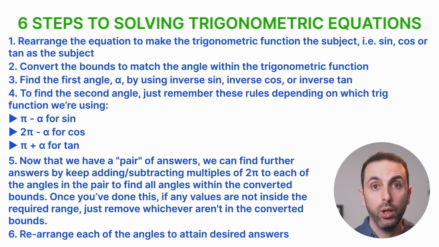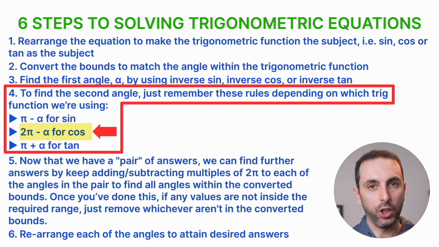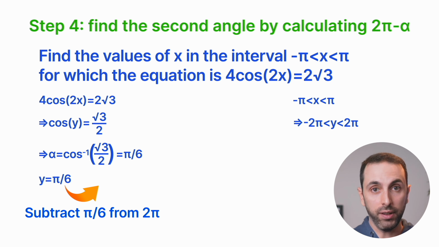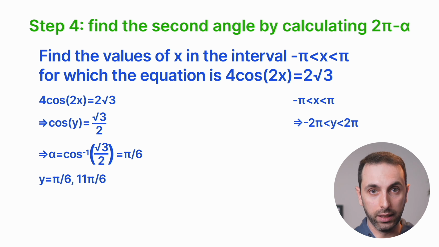Looking at the fourth step, we follow these set of rules depending on which trig function we're using. Let's look at the one for cos. All this is saying is that in order to find the second angle, we subtract the value we just found from 2 pi. And this leaves us with 11 pi over 6 radians.